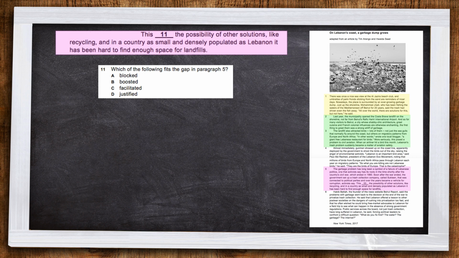This [limited] the possibility of other solutions, like recycling. And in a country as small and densely populated as Lebanon, it has been hard to find enough space for landfills. Just like the other paragraphs, the tone of voice in this paragraph is negative. This becomes clear from the final part of the sentence where it says that it has been hard to find enough space for landfills. This makes me decide to choose option A.